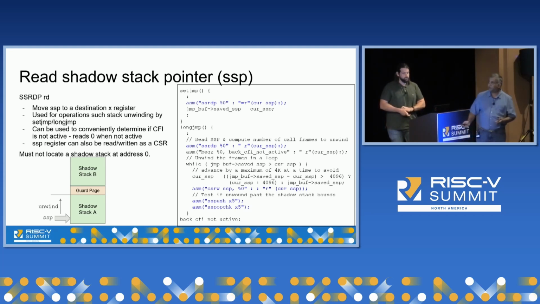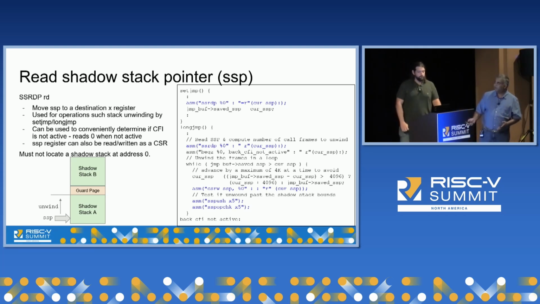So for example, if you want to write a common function in libc to do a stack unwind, now that libc might be invoked by a program that has shadow stack enabled, might be invoked by a program that does not have shadow stack enabled. How do I branch around the shadow stack unwind? You can very simply do ssreadp, and if it is 0, say shadow stack is not active, just skip the unwinding of the shadow stack.